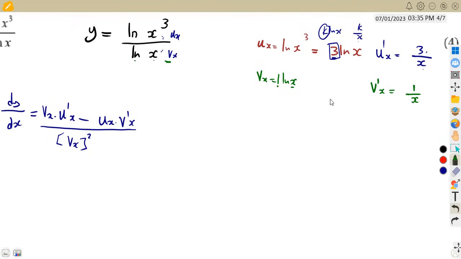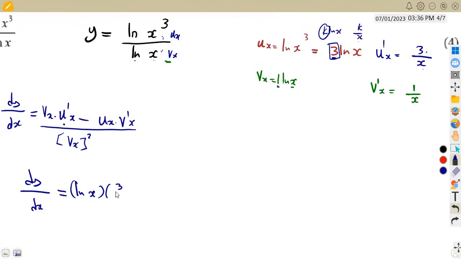All right. With this information, this is enough, guys, to determine the derivative of y with respect to x. All we need is to substitute into the formula the v(x) that we have here, which is ln x. So we are going to have ln x multiplied to the derivative of u with respect to x here, which is 3 over x.